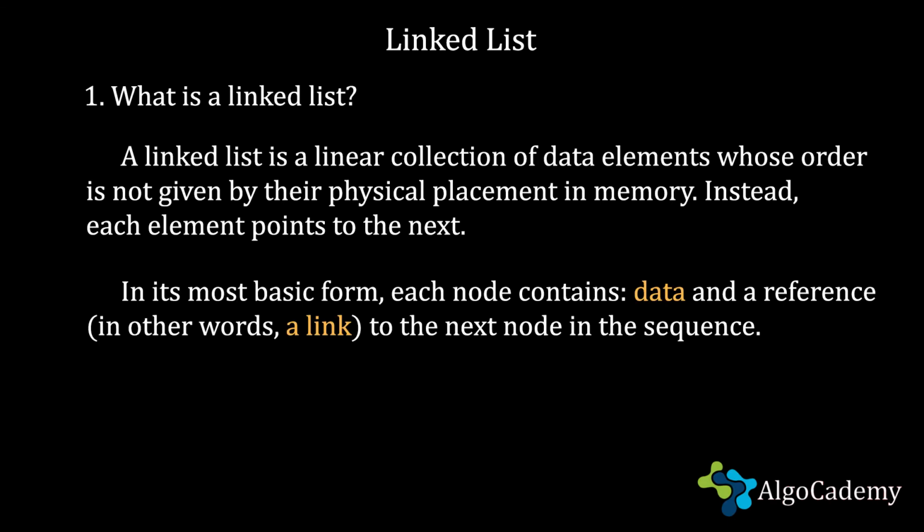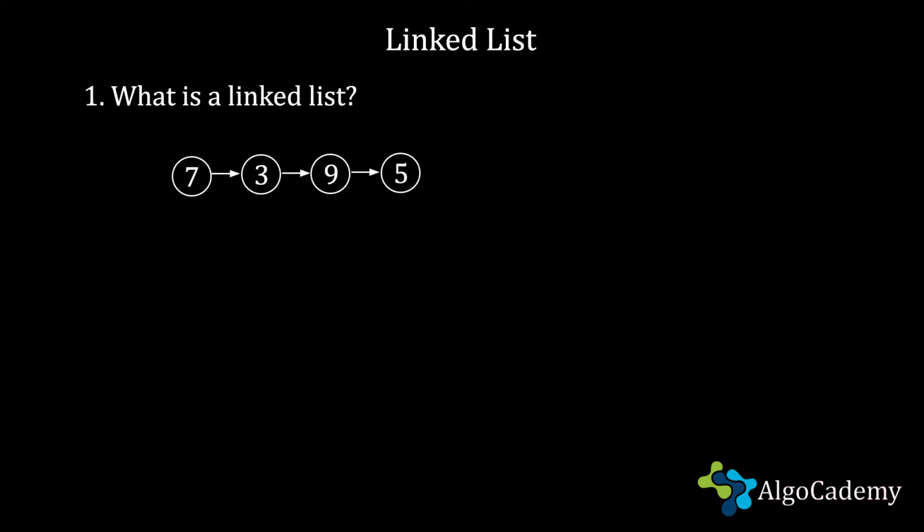In its most basic form, each node contains data and a reference, or in other words, a link to the next node in the sequence. As an example, this is a linked list of size 4 in which the data inside each node is an integer and also a link to the next node.